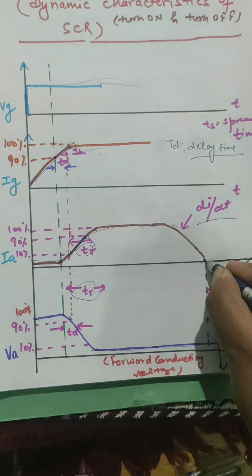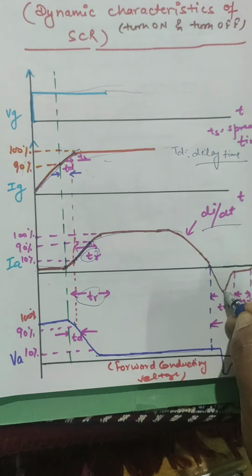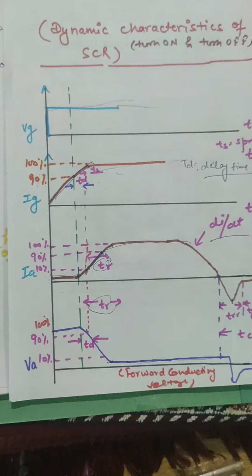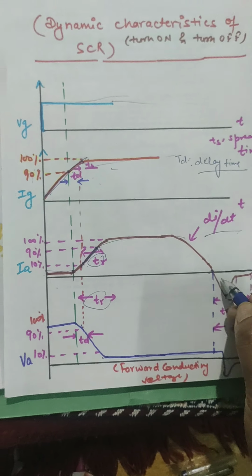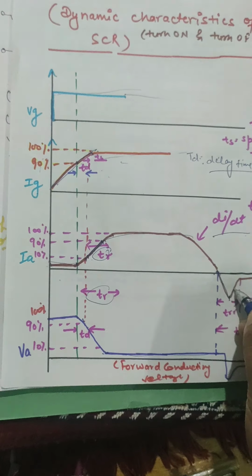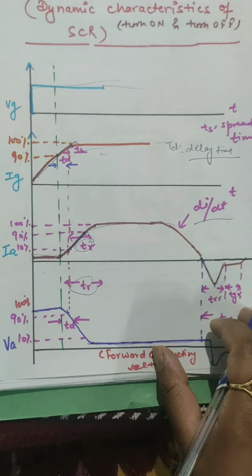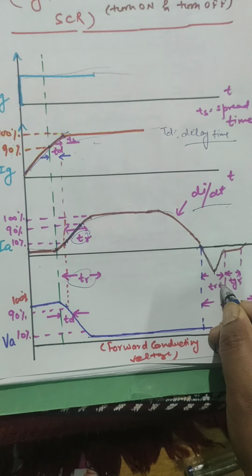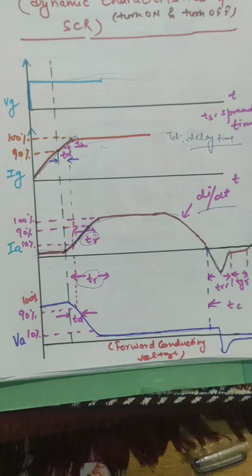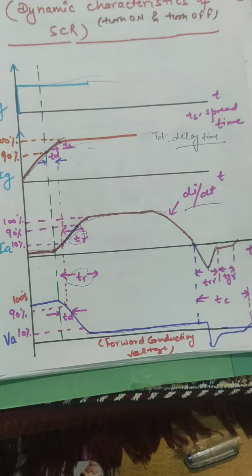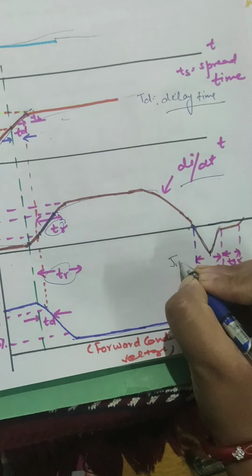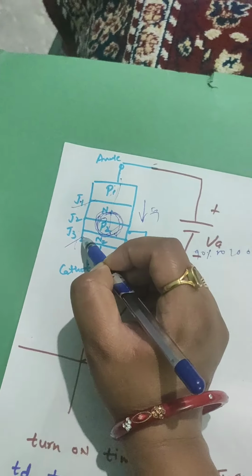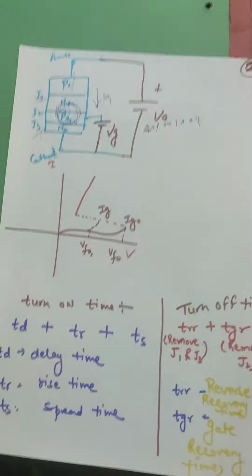This current goes negative to a maximum level, and then it goes further upward. This interval is called TRR, that is reverse recovery time. It is due to junctions J1 and J3.